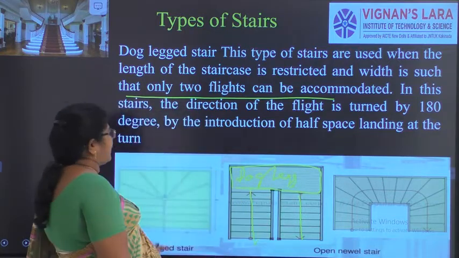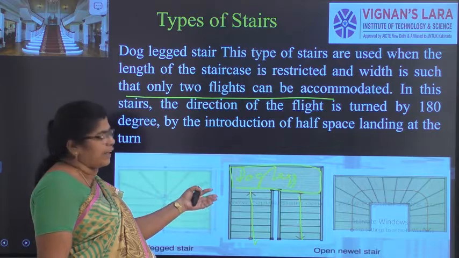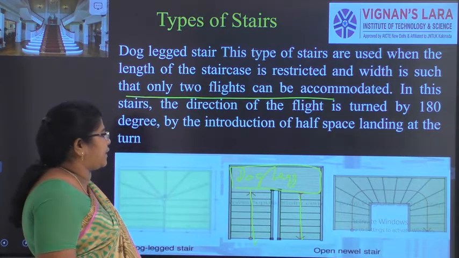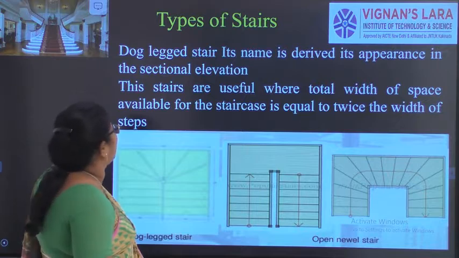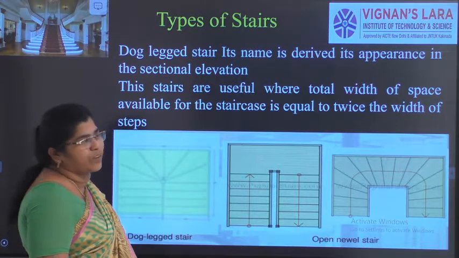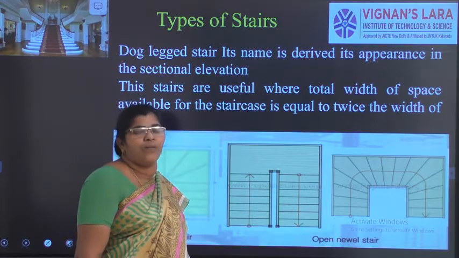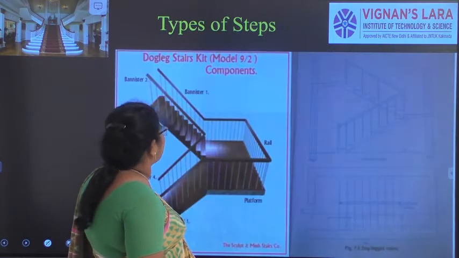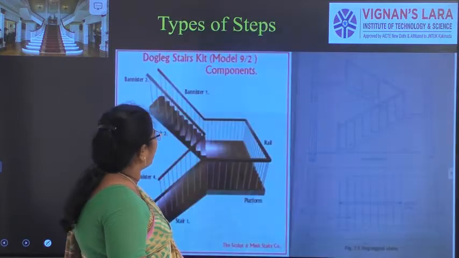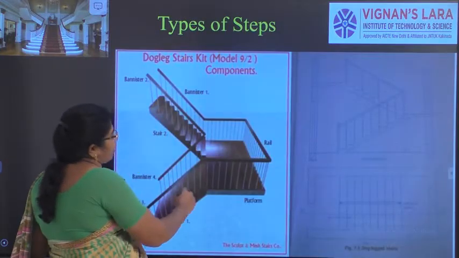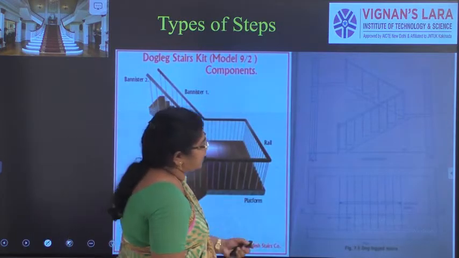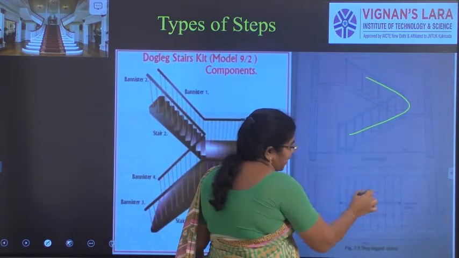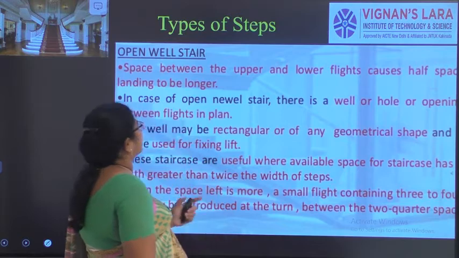In the dog leg staircase, the entire staircase turns 180 degrees by the introduction of a half space landing. Where are we using this one? Almost you can see it in homes or in public buildings. We can see this is widely used, and this new one you can see here. This is a dog leg staircase. Here you can see the plan, it is moving like this. You can see the plan also. This is an elevation. This is actual.